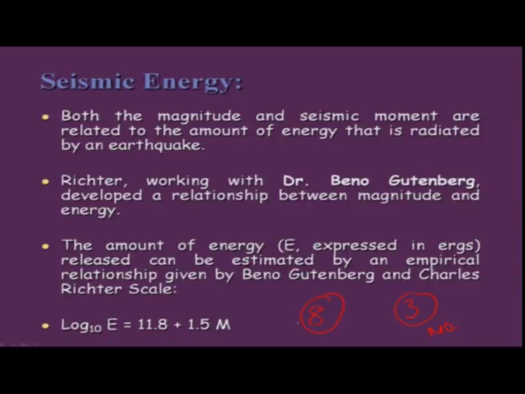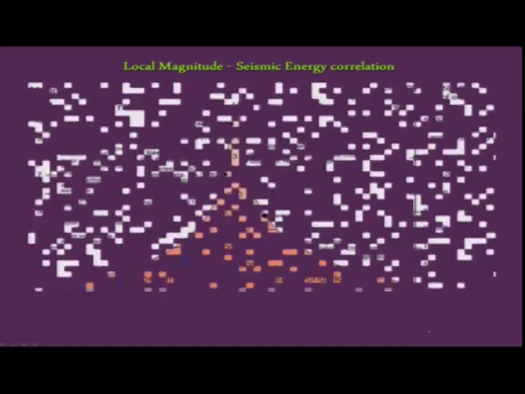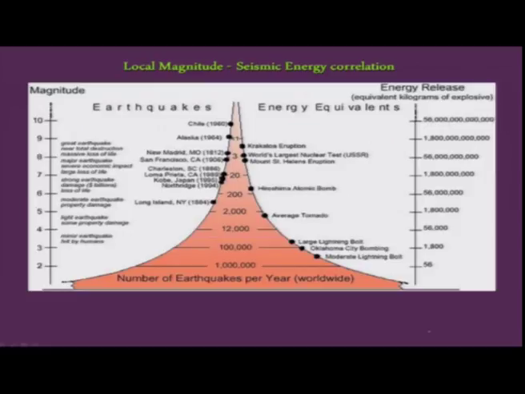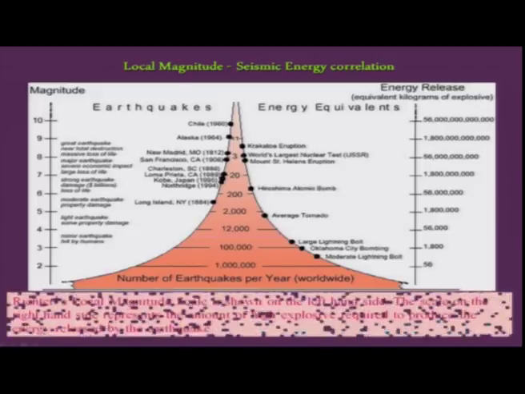You can do that and try to understand what exactly is the difference between the magnitude 8 earthquake and the magnitude 3 events. Okay. So, this is a chart which talks about the magnitude and the amount of energy released during a particular earthquake. Okay.